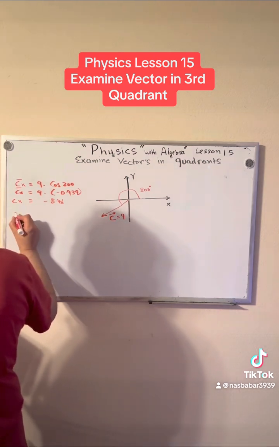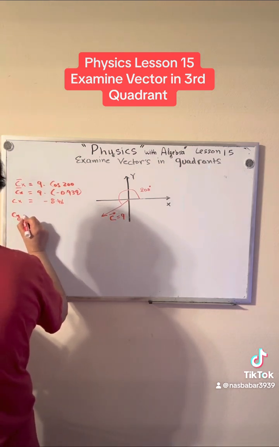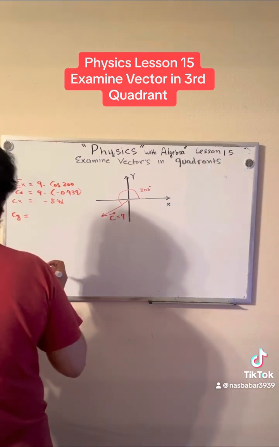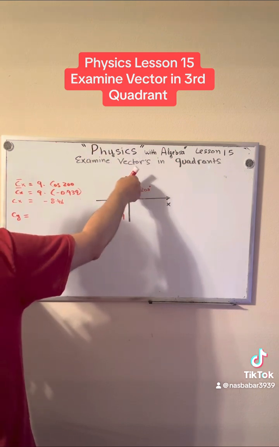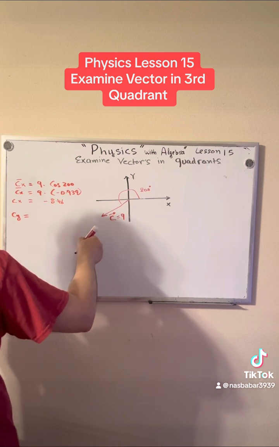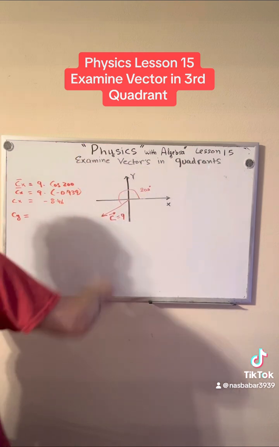Let's calculate the y component. What do you think the sign of the y component should be? Should it be negative or positive? Well, look at the angle of the vector. It's going this way. So obviously the vertical force is going to be downward.